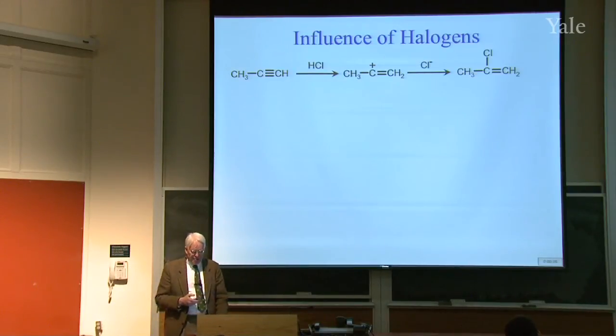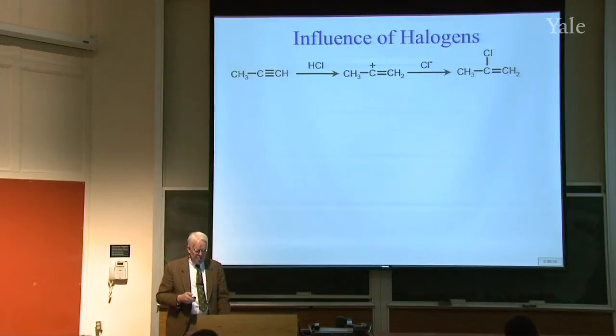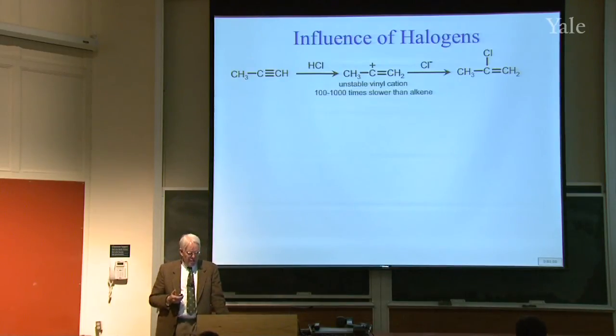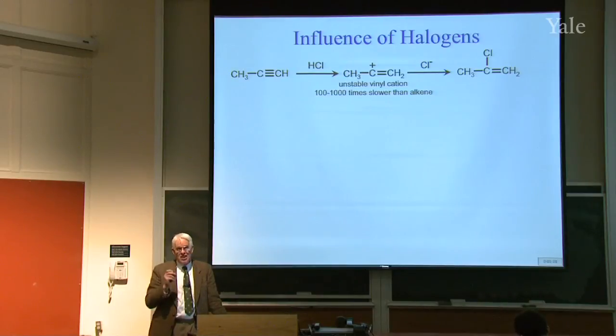But then it can add chloride. So you have this product, which is the Markovnikov product. The proton added to the terminal carbon to make the more stable secondary, rather than adding to the central carbon to make the less stable primary cation. So the chloride ends up there, and this is perfectly reasonable. But it went by way of this unstable vinyl cation. So it turns out that electrophilic addition to alkynes is 100 to 1,000 times slower than to alkenes. It's much harder to add to triple bonds than to double bonds because you get these unfavorable vinyl cation intermediates.